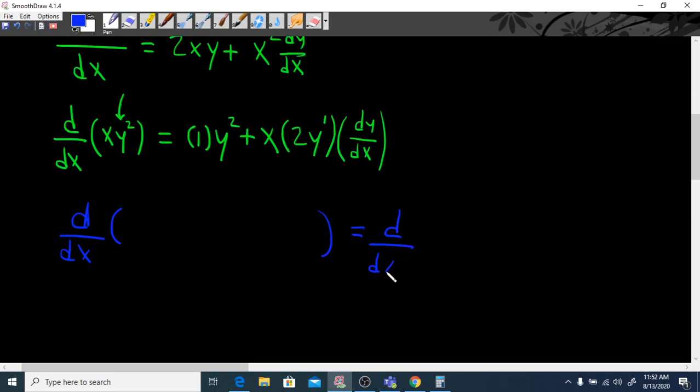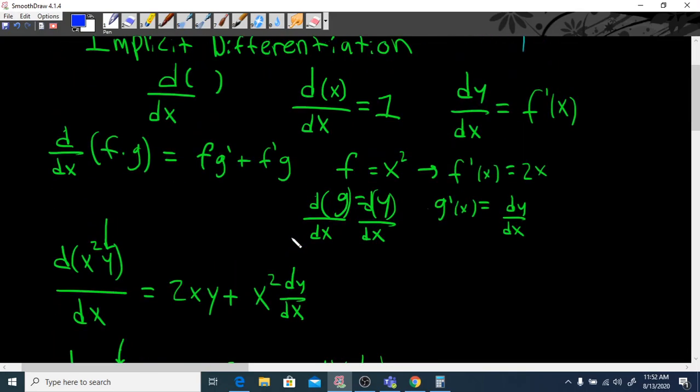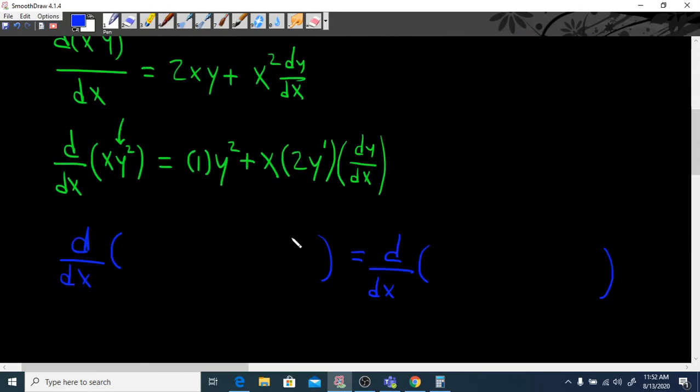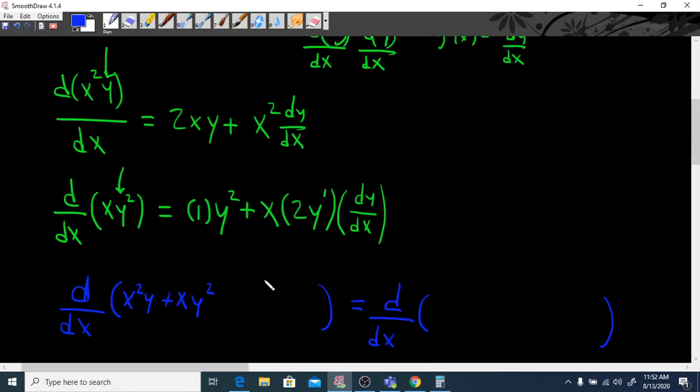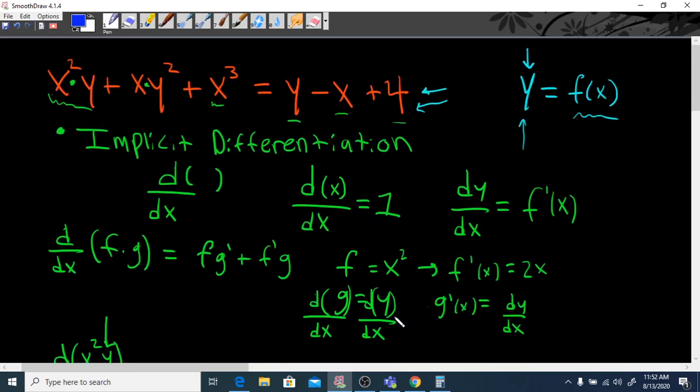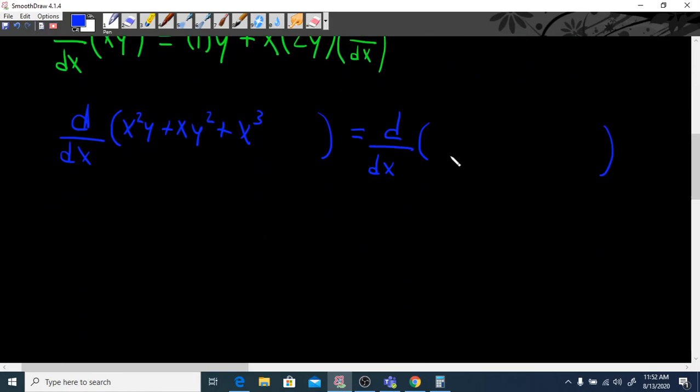This is the fundamental concept of how to do implicit differentiation. So we're going to have x squared y plus xy squared plus x cubed. And then over here on the right, we're going to have y minus x plus 4.